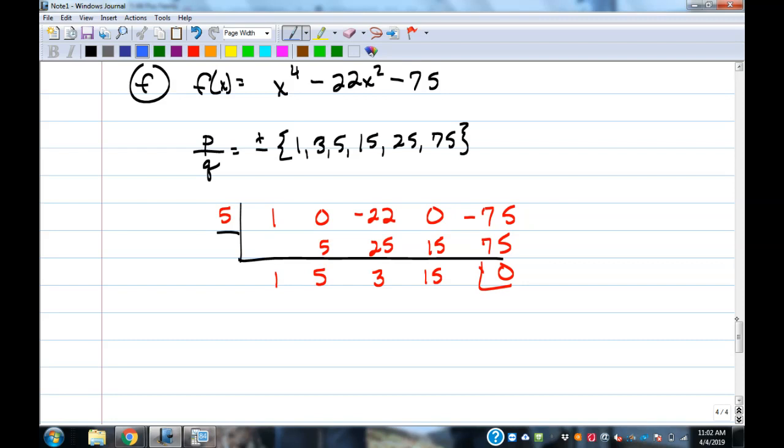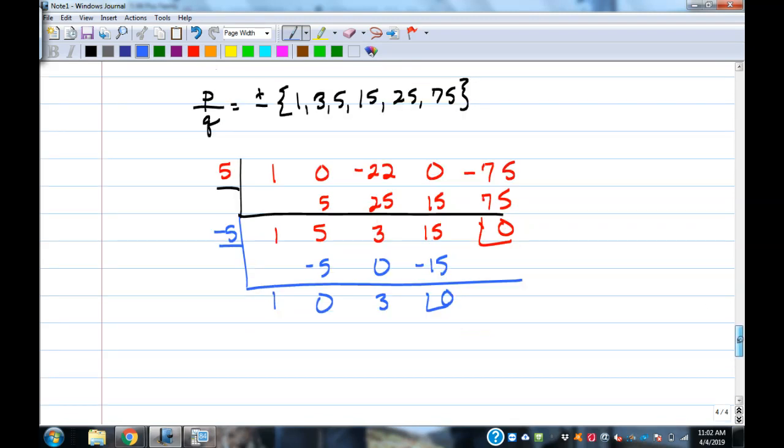And I already know one of the other numbers that I can use. I can use -5. Put that down. Hey, there's a 0, and then that is 0, so there's a 3, and then that's -15, and hey, there's my remainder of 0. So I have zeros: x equals +5, x equals -5. And I'm going to get some more.